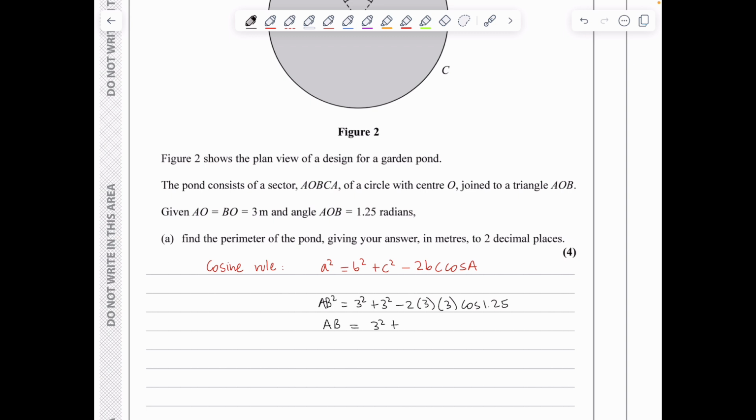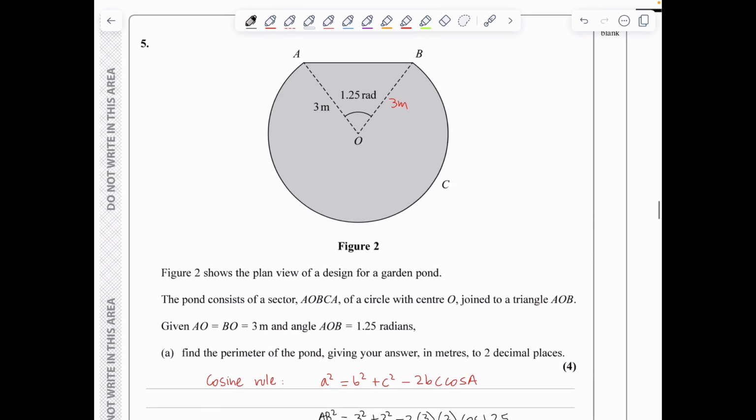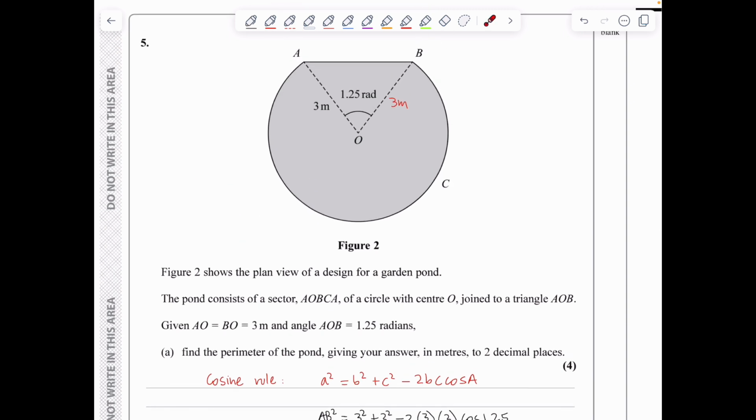So 3 squared plus 3 squared minus 2 times 3 times 3 cos of 1.25. This will give me the length of AB. This turns out to be 3.51058... And I can also find the length of the major arc here.